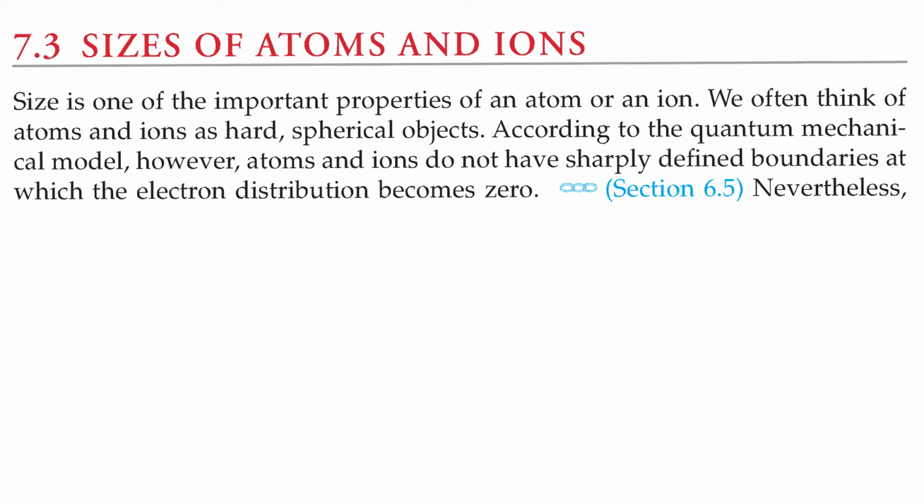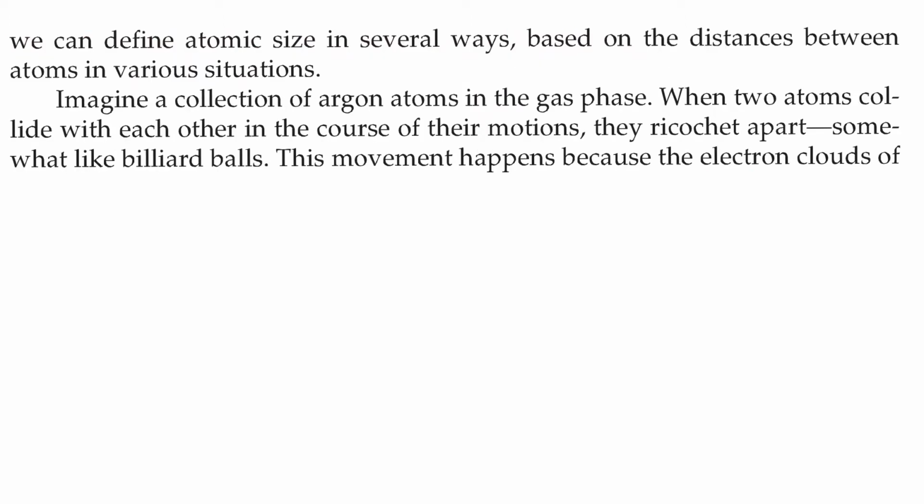Section 7.3, Sizes of Atoms and Ions. Size is one of the important properties of an atom or an ion. We often think of atoms or ions as hard, spherical objects. According to the quantum mechanical model, however, atoms and ions don't have sharply defined boundaries in which electron distribution becomes zero. Nevertheless, we can define atomic size in several ways, based on the distances between atoms in various situations.